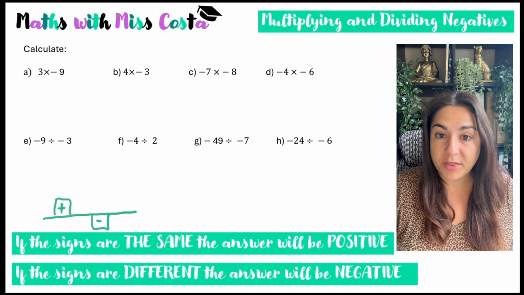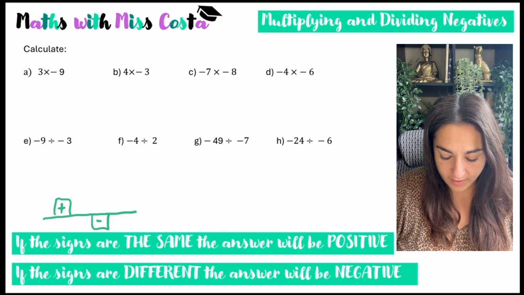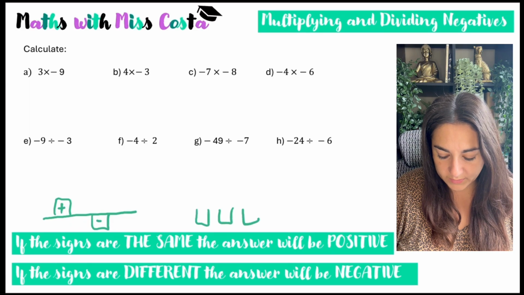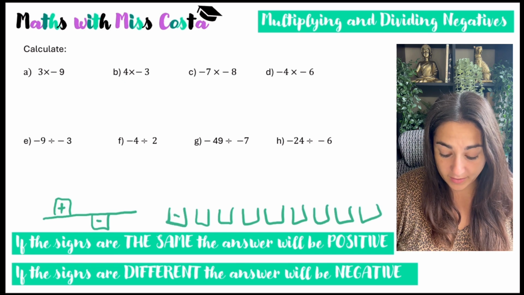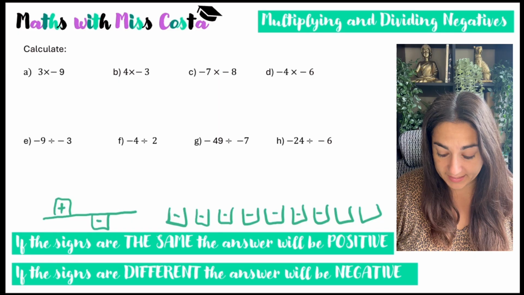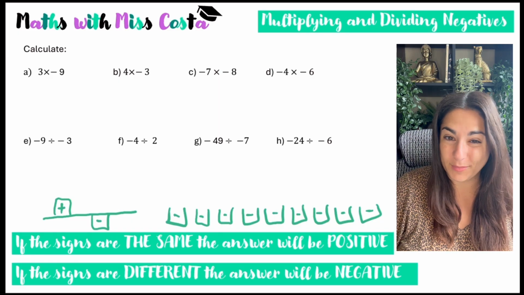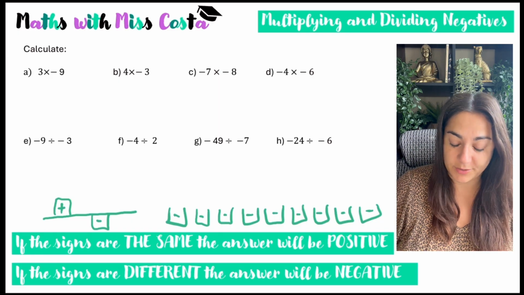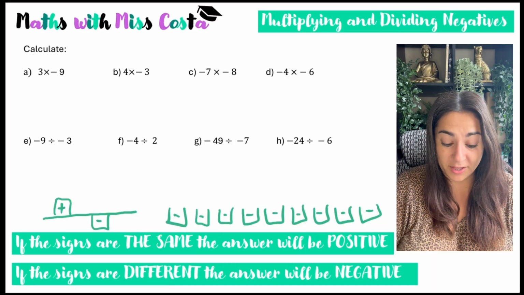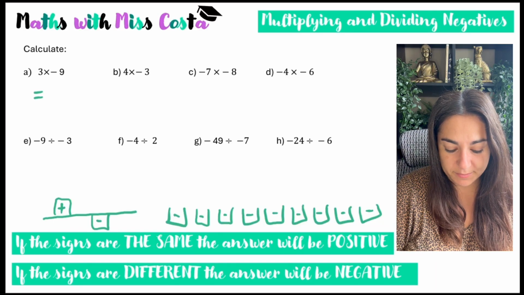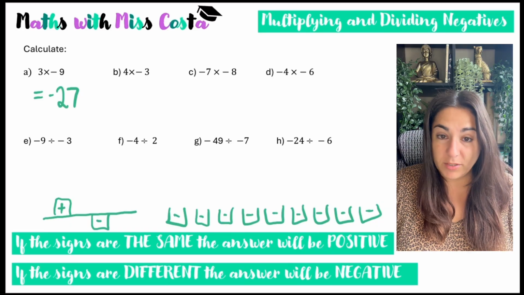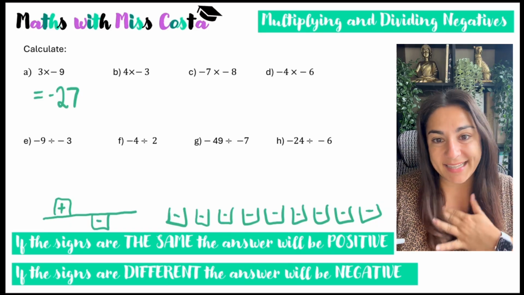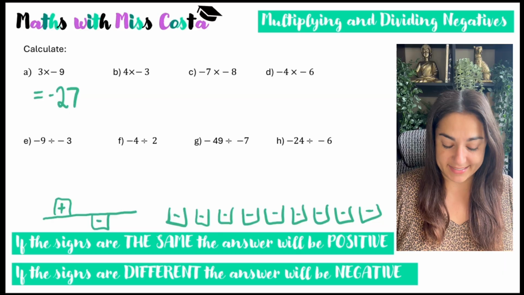So if I'm doing 3 times negative 9, I've basically dug 9 holes into the ground. 1, 2, 3, 4, 5, 6, 7, 8, 9, and I want 3 lots of these. So I'm going to do 3 times, imagine it's a positive number, 3 times 9 is 27, but it's a negative number, so 3 times minus 9 is going to be minus 27. So when I'm multiplying and only one of my numbers is negative, the answer is always negative.